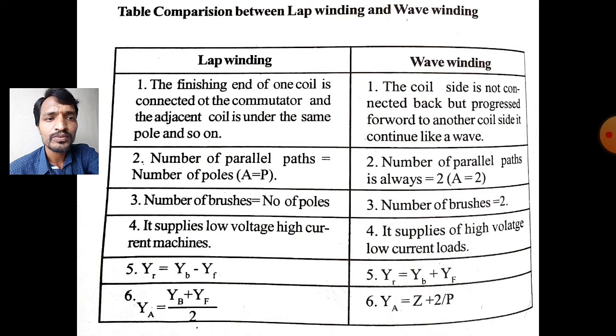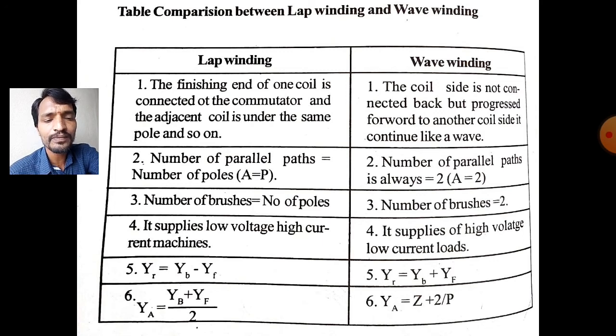Fourth point: lap winding supplies low voltage, high current machines. Wherever we require low voltage and high current, we use a lap winding generator. Wave winding supplies high voltage, low current loads. Wherever we require high voltage and low current loads, we go for a wave winding generator.